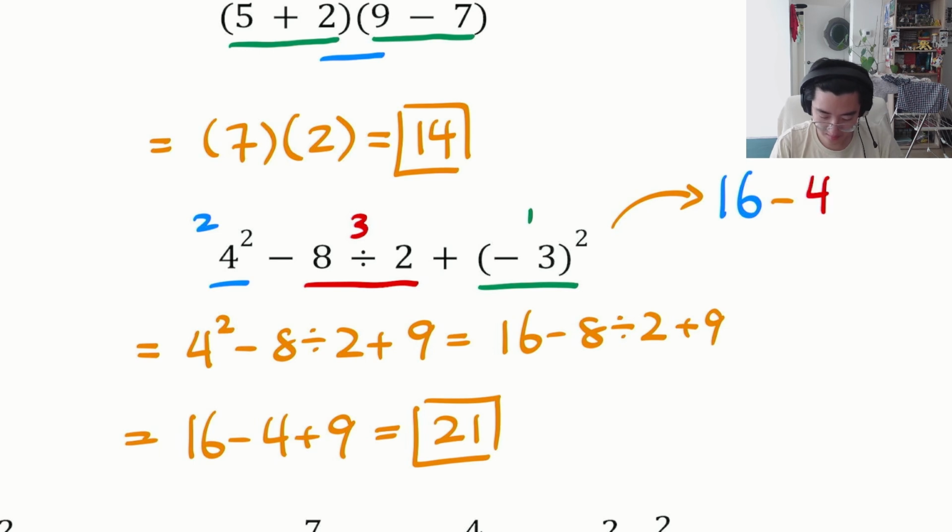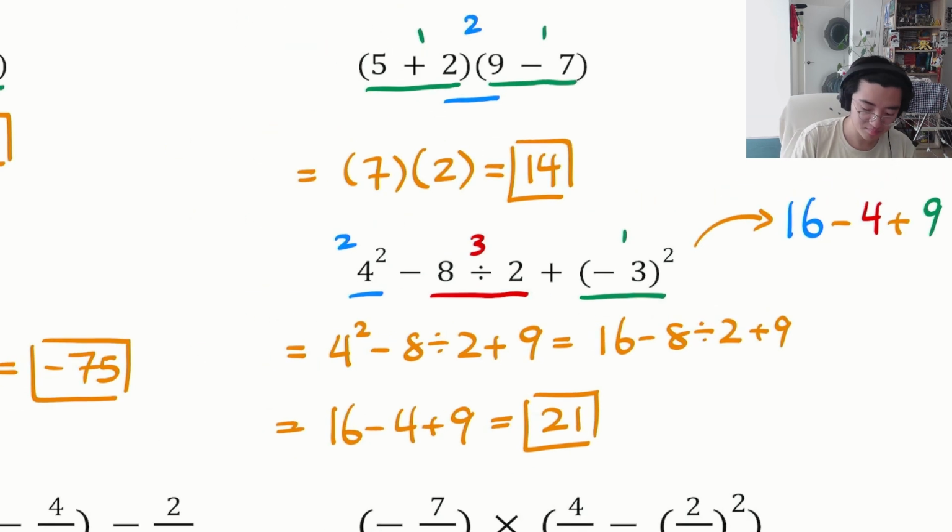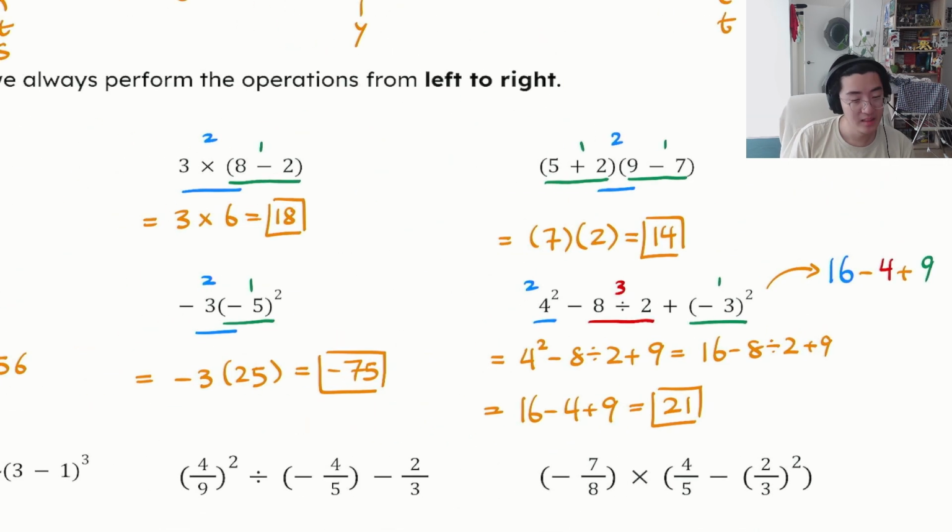minus 4 plus 9. Oh, wrong color, plus 9. Right, if it's separated by plus and minus like this, we can actually just do all the divisions and exponents separately. And again, just to save some time. Okay, next.